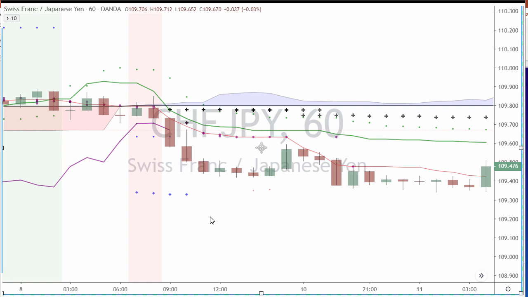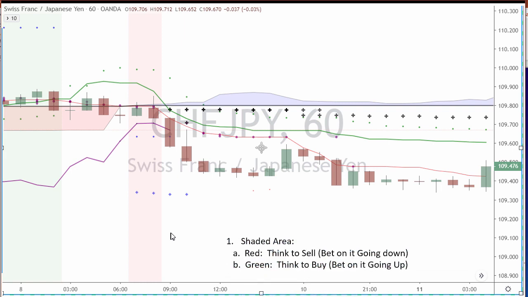What we've done is we dumbed down that process by shading the backgrounds of the charts. In this example, you see the green and red. What does that mean? So here's what it means. When you have a red shaded area, you're going to think to sell. That means you're betting on the instrument going down.